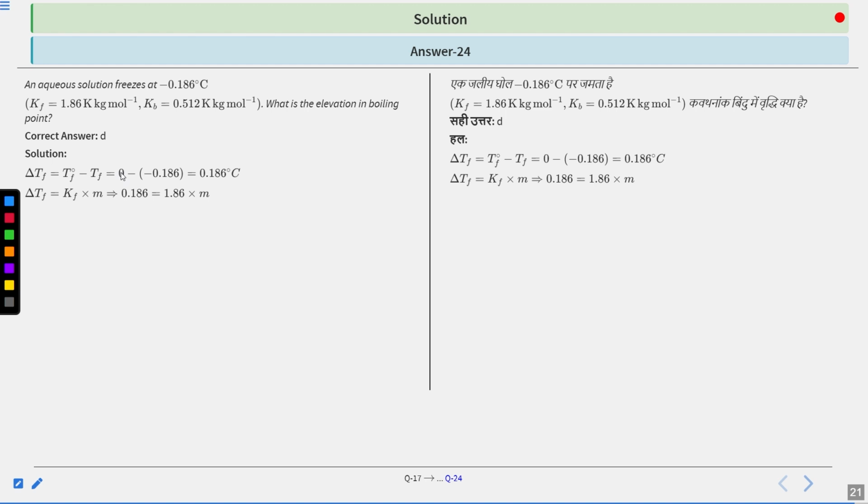Okay. So delta Tf equals Kf into m. We have heard this formula. We are using this formula because we know Kf and we know delta Tf; we only need to calculate m. Then the same m is used with Kb, and that will give you 0.0512 degrees Celsius as your correct answer. Clear to all of you?